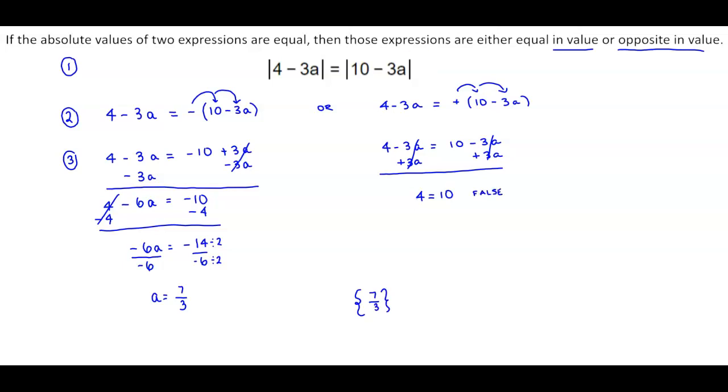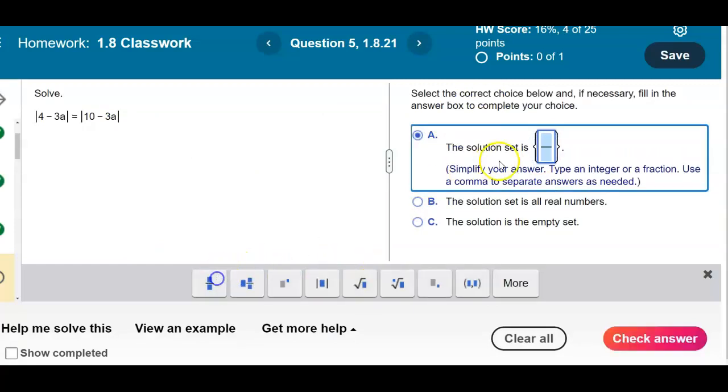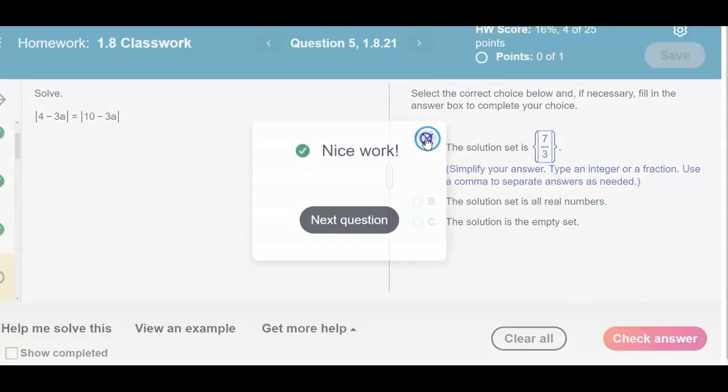So the only solution that we can have is 7/3. So let's go ahead and put that in here. So the solution set is the fraction 7/3. Check our answer, and there's our result.